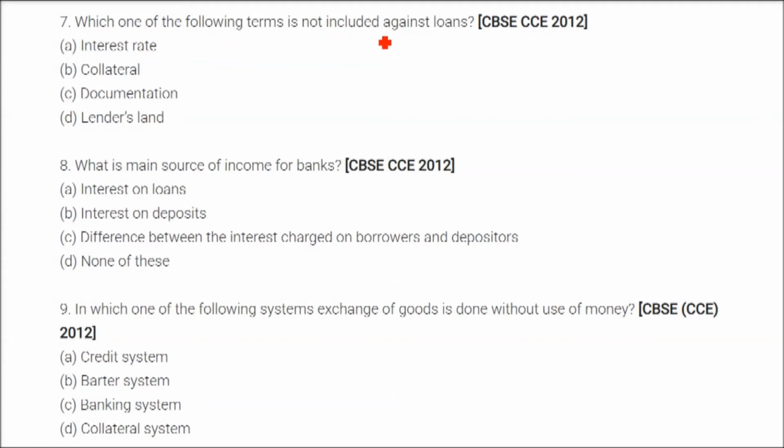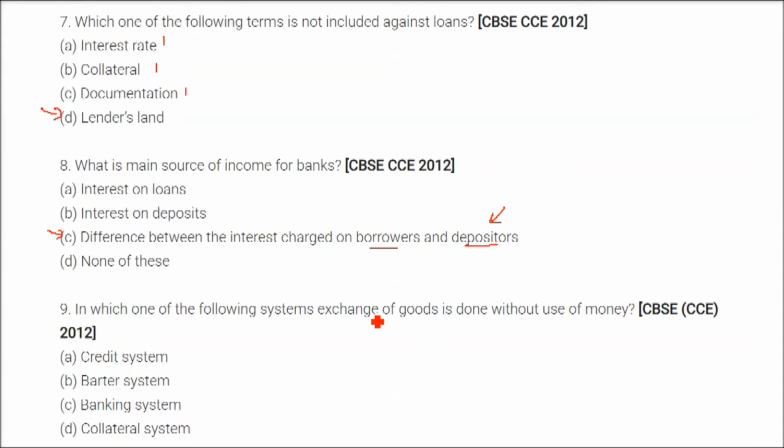Which one of the following terms is not included against loans? And it is lender's land. It is not included. Interest rate, collateral, documentation, all concern who is taking the money or who is borrowing the money. But lender's land has nothing to do with this. What is the main source of income for banks? The answer here is the difference between the interest charged to the borrowers and depositors, because the interest given to depositors is less, the interest being charged from the borrowers is high. The difference between these two is the main source of income of the banks.